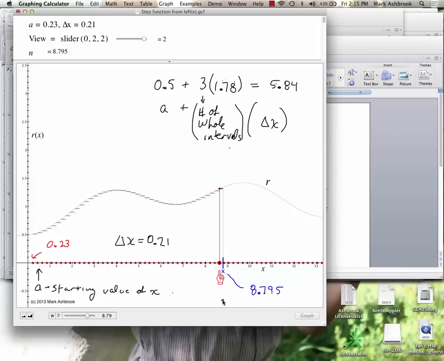How can we do this? Yes, sir? What if you took the 8.795? Yep. Okay, slow down. So what are we trying to do? We're trying to get that right there. He wants to do what now? Tell me. Take 8.795. Subtract the 0.23. And what would that represent?